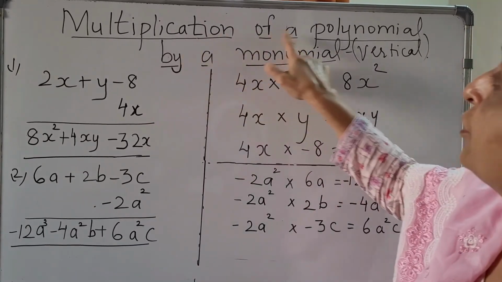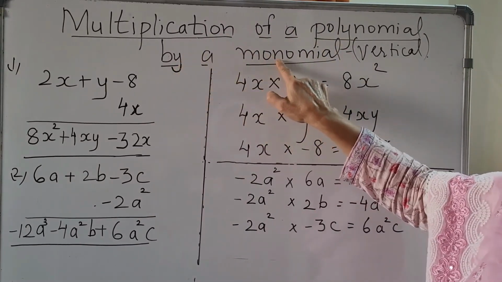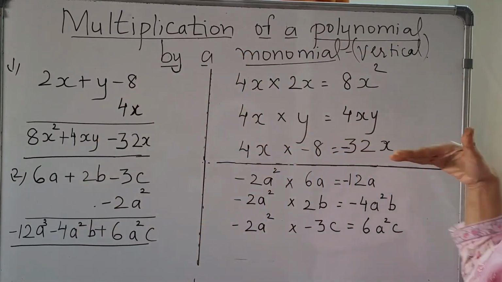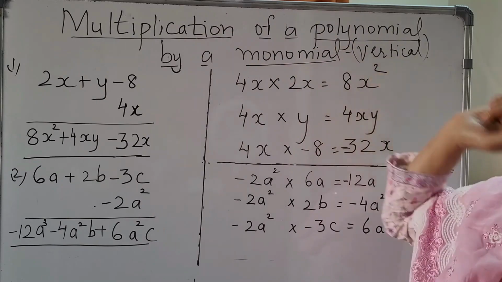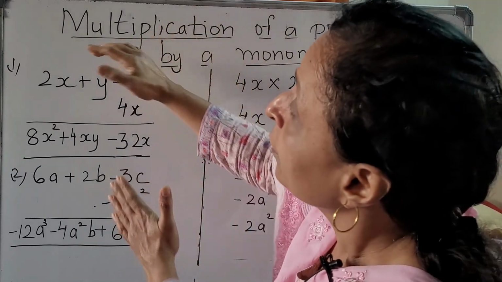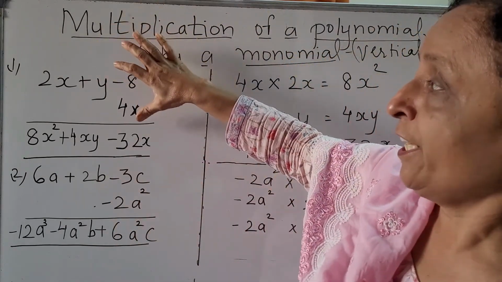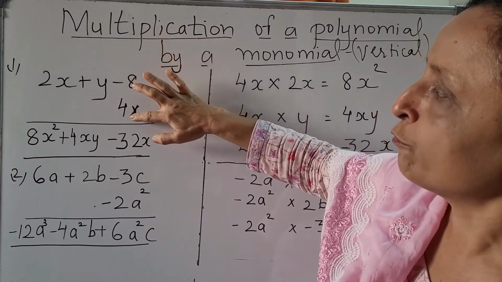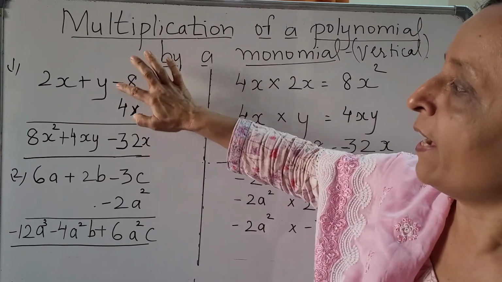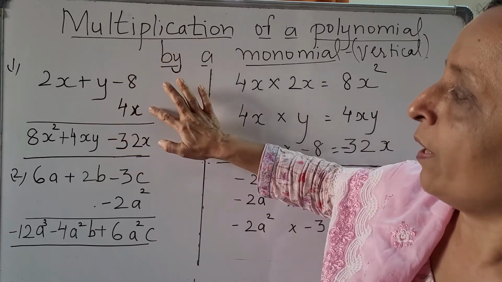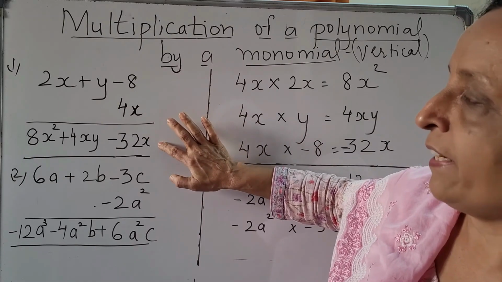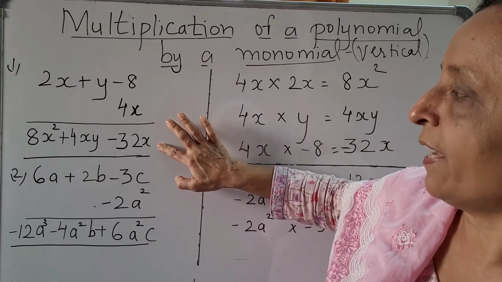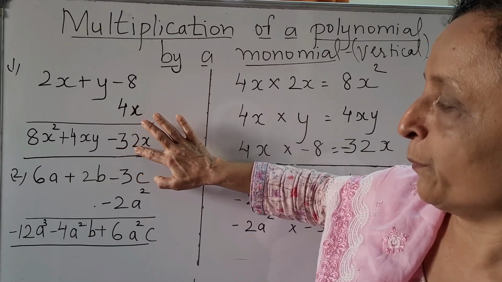Now, multiplication of a polynomial by a monomial by the vertical method. Previously you did the horizontal method, now by the vertical method. Now what you do, you have to multiply each term with this monomial. Minus 8 into 4 is 32, minus plus minus. Variable x you have to write as it is. Nothing is here, only x is here. So x you write as it is, minus 32.